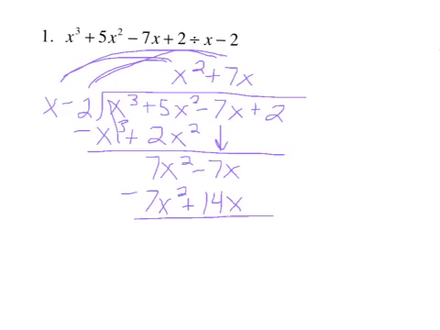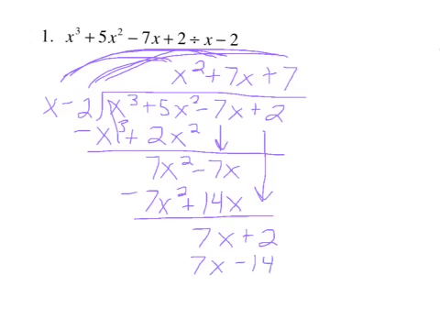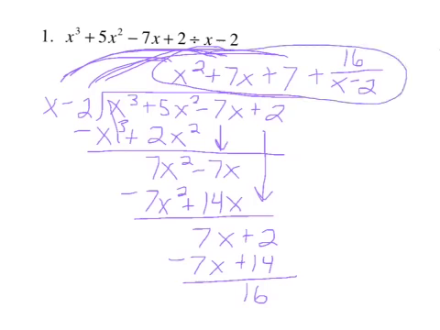Change the signs. Drop down the 2. We need to multiply x by 7 to get 7x. Multiply. Change the signs. So we get 16 as our remainder. So we put 16 over x minus 2, and the top is our solution.